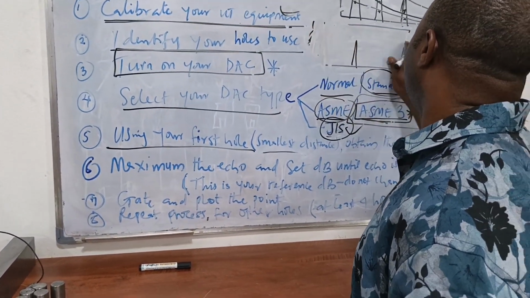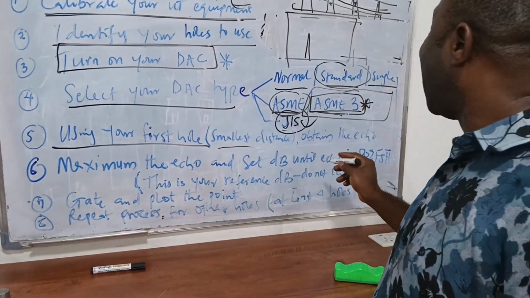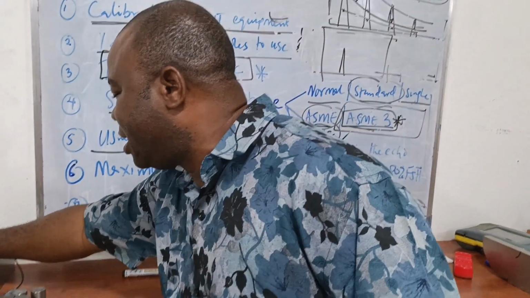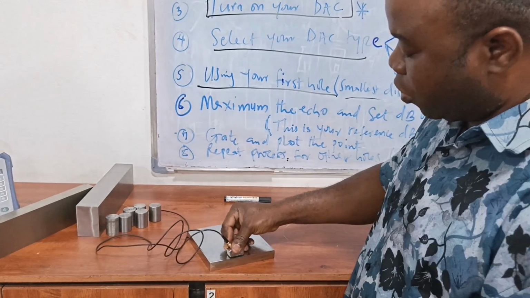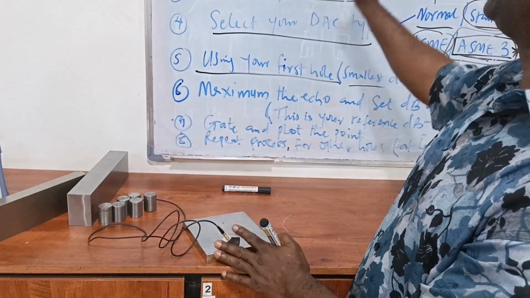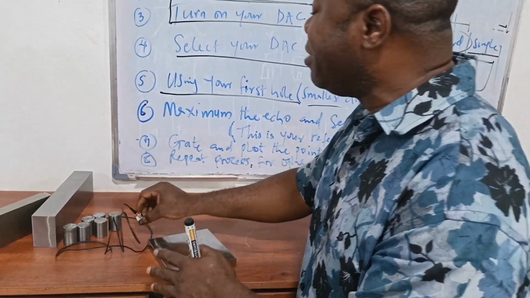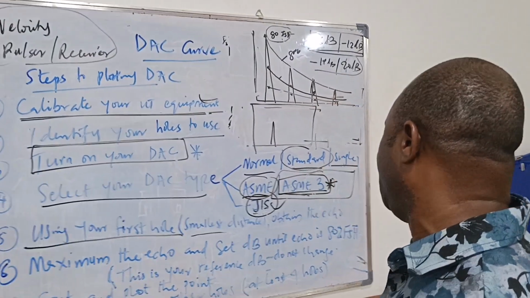Then, when you get an echo in your machine, say this is your screen. You get an echo. This echo, you maximize the echo. What do we mean when we say maximize? Because you keep hearing this term maximize. It means keep moving the probe back and forth until you get the maximum echo you can obtain. So play around it back and forth until you get the maximum echo you can get and stay at that point. That is the echo that you will need.